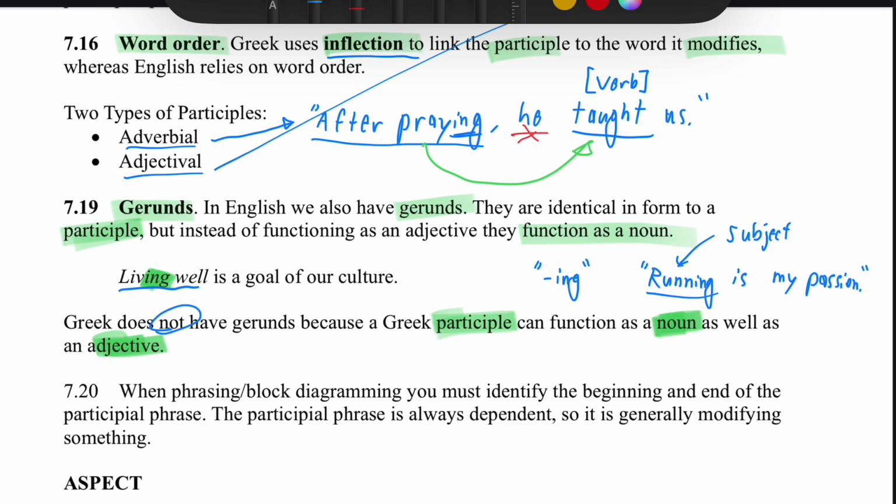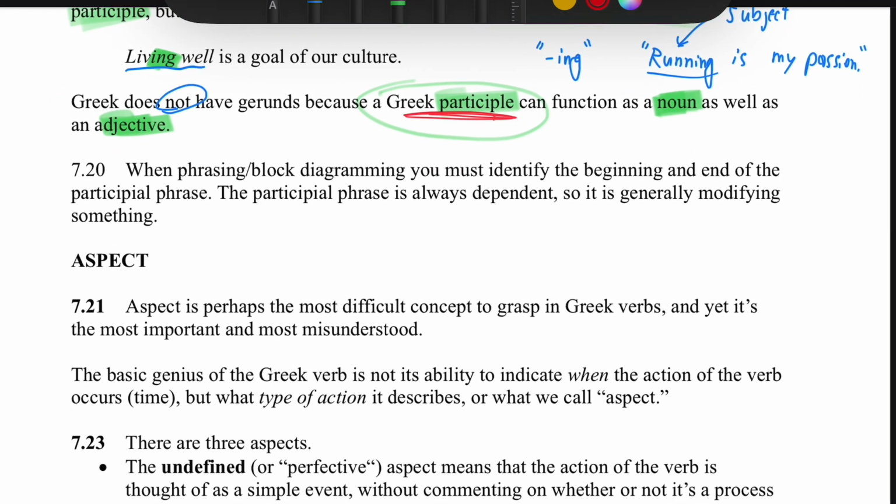So unlike in English, where we have technically a different definition between a participle and a gerund, in Greek all of that is going to be under the category of participle, which means participles in Greek are going to be very important. We'll end up spending a whole chapter just looking at participles later on because these are a very important concept to grasp in Greek.